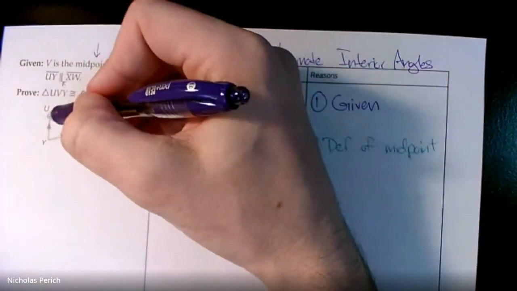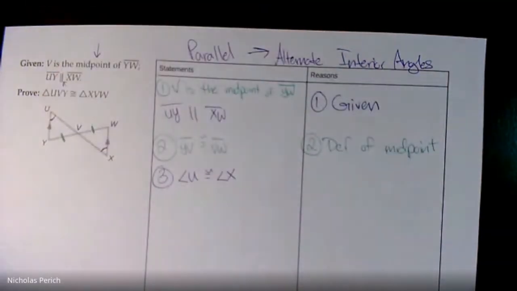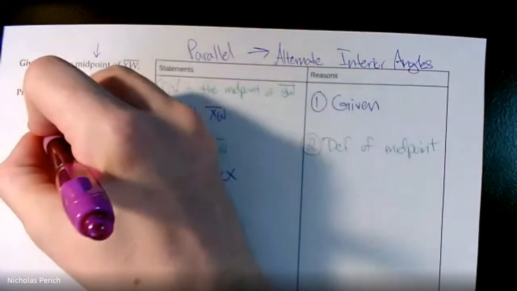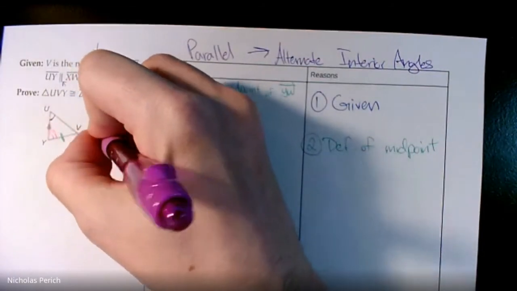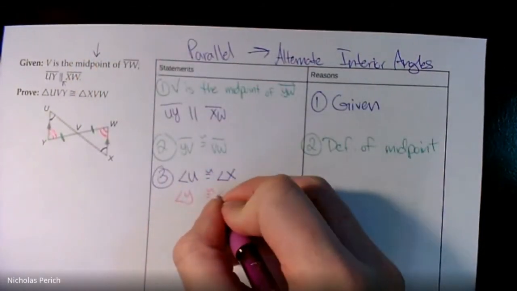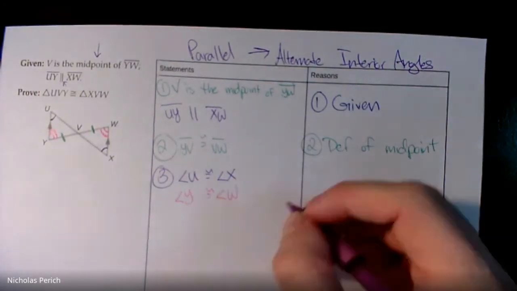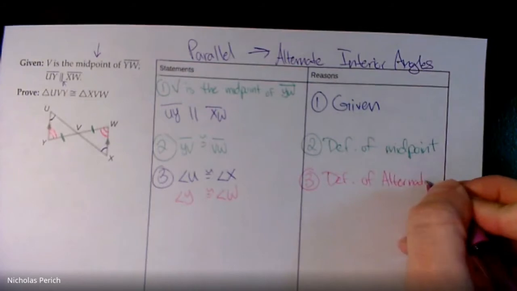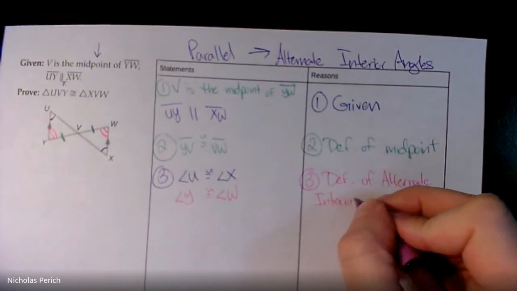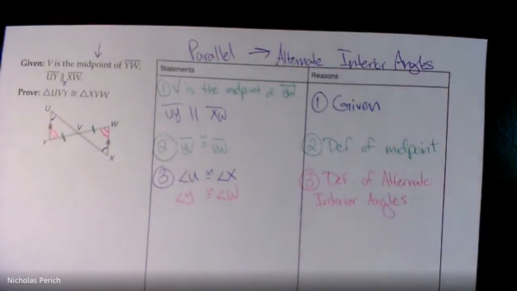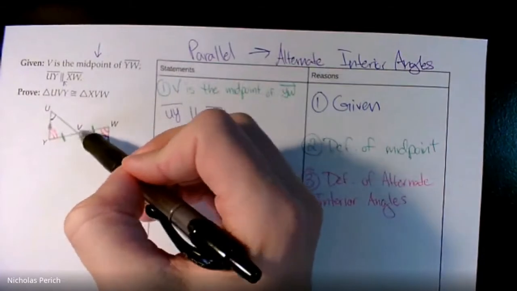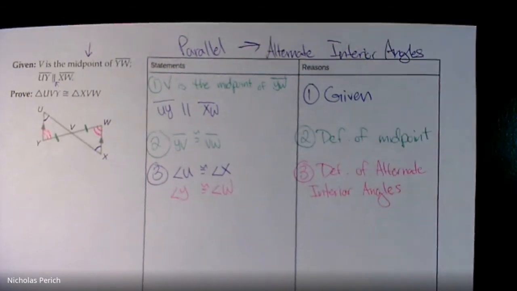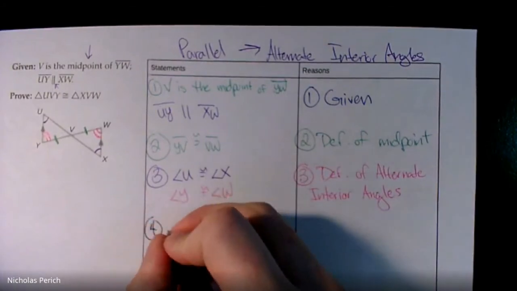Now, why these? Because these are the alternate ones. You know what else I could say? I can say that angle Y is congruent to angle W. And the reason for these is the definition of alternate interior angles. Now, a lot of you might be thinking, let's go one step further and say that these two angles are congruent because they're vertical, which is 100% true. But you know what? I don't have to do that.